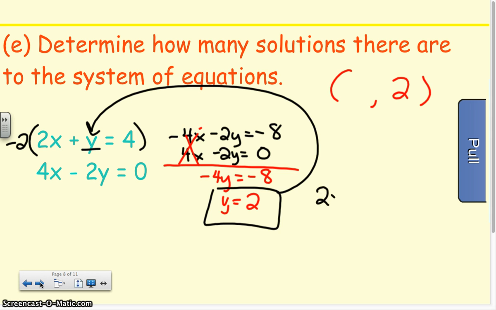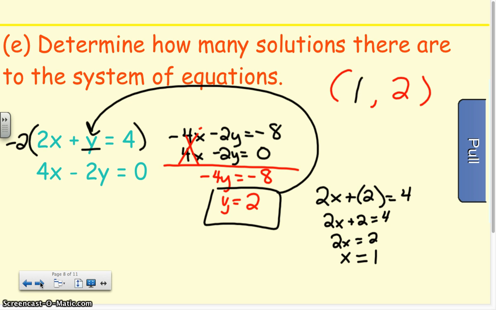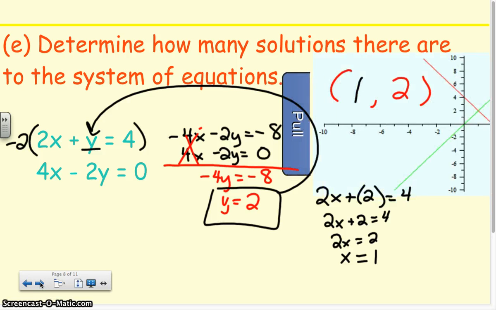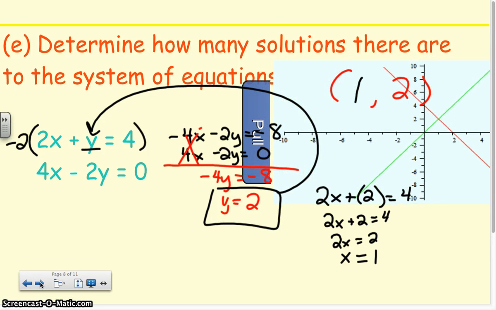And I get 2x plus my y, but my y is 2, is equal to 4. 2x plus 2 is 4. 2x is 2. X is 1. So this is a 1 solution, and my point of intersection is at the point 1, 2. And here we can tell that we intersect right here at this point 1, 2.